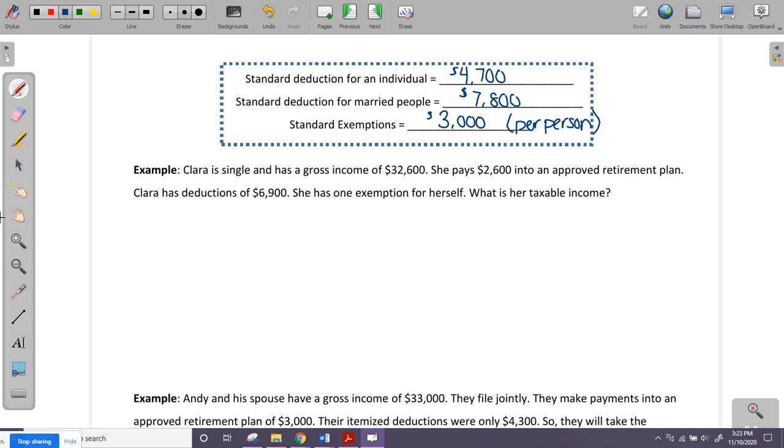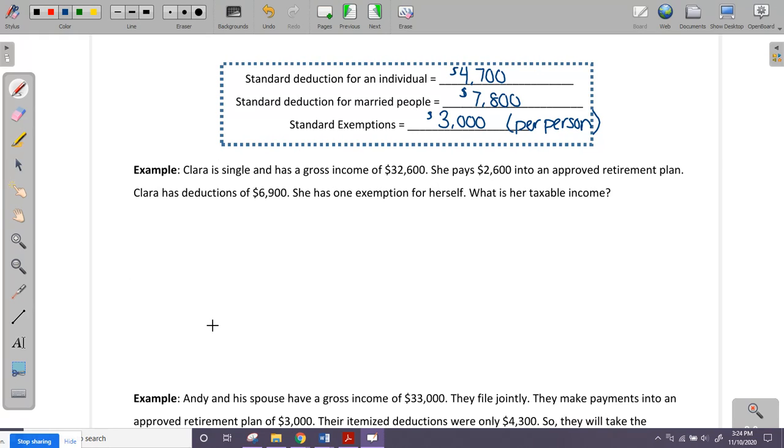So let's look at some examples. Clara is single and has a gross income of $32,600. She pays $2,600 into an approved retirement plan. She has deductions of $6,900 and one exemption for herself. We need to find her taxable income.